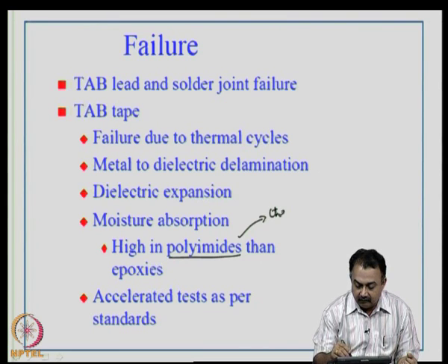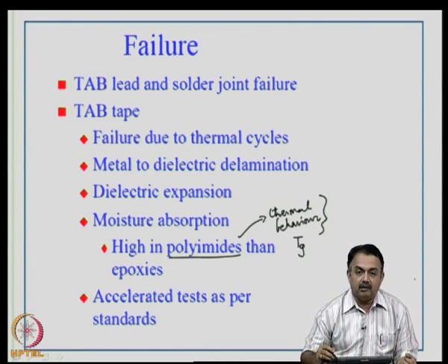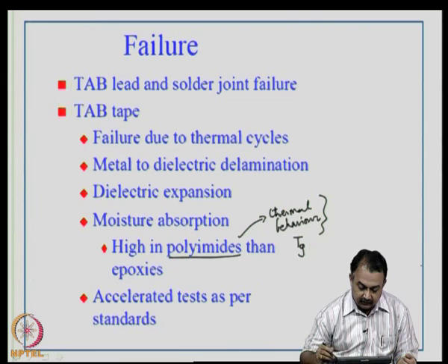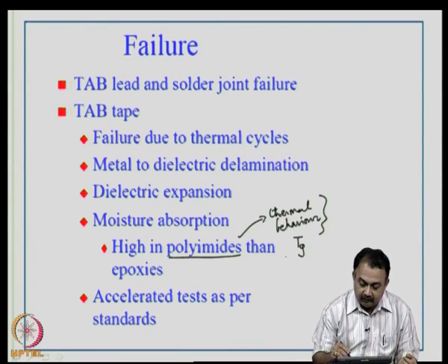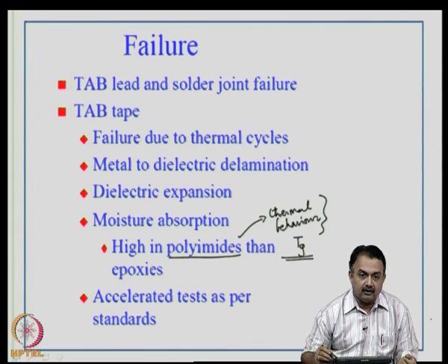standpoint of thermal behavior, then you would like to use polyimides compared to epoxy, because there is a property called Tg, glass transition temperature, at which these polymers become very soft when subject to heat load, and therefore, people prefer polyimides to epoxies. So, we look at Tg when we discuss organic substrates at a later point of time, and then accelerated tests as per standards need to be done.